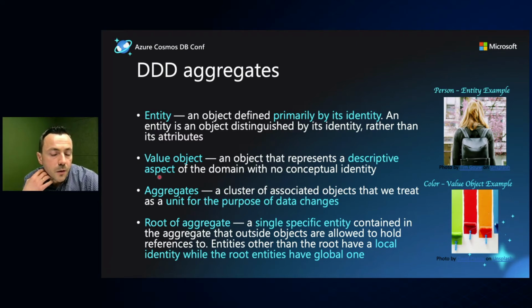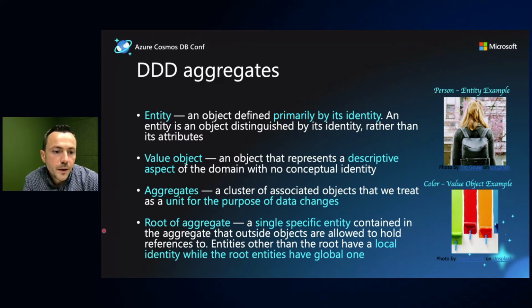Entities are objects defined primarily by their identities. For example, if you're talking about some particular person, they have their own identity. If this girl changes her haircut or anything else, she remains the same girl. While for value objects, the identity is not important, because they represent a list of descriptive aspects, for example colors or materials. It's not important what the actual identity of this green color is, but it's important what the value of its attribute is.